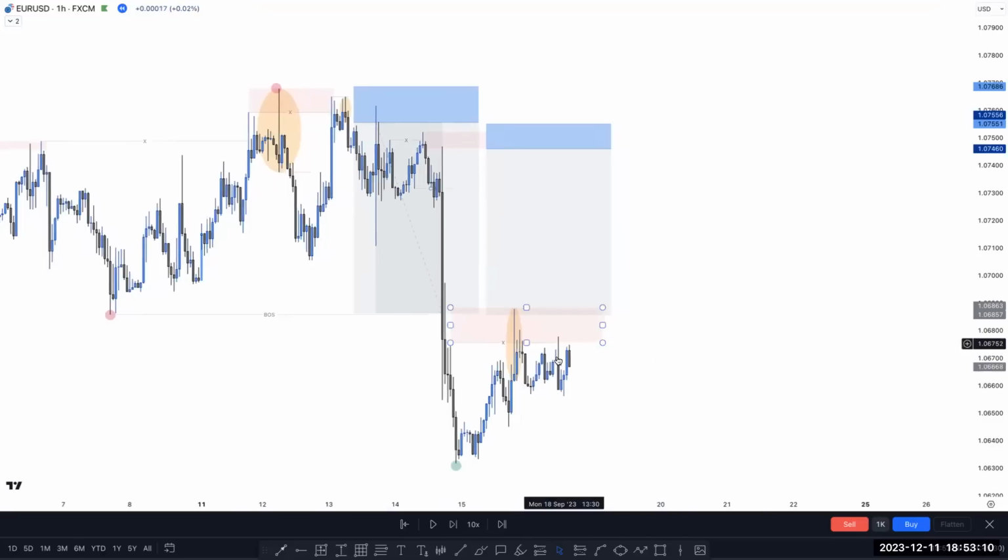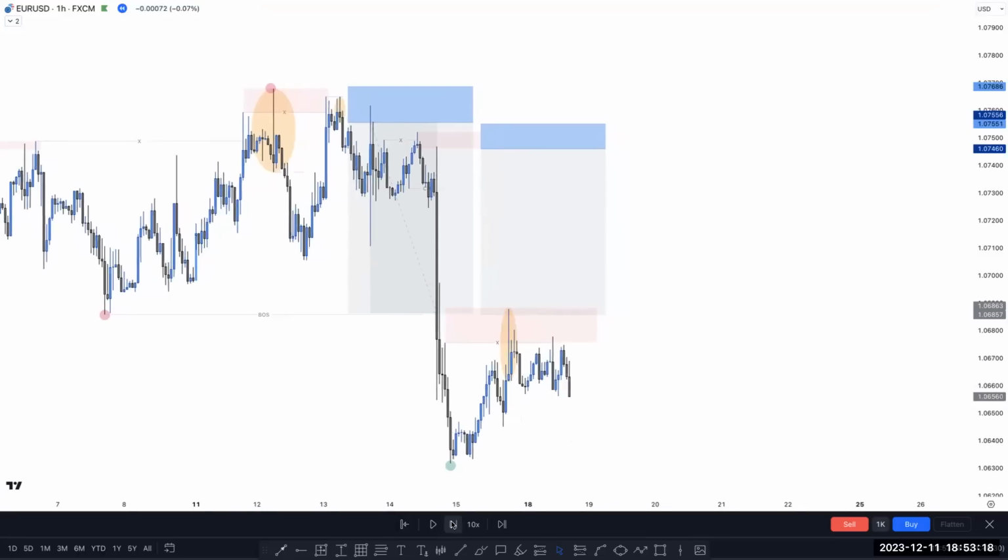Okay. Price already mitigated this one. Right now, the next candle did not close below it, so there is no SCOB. Okay, let's wait for it.